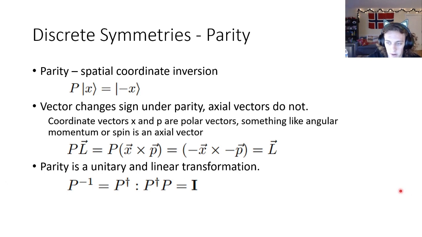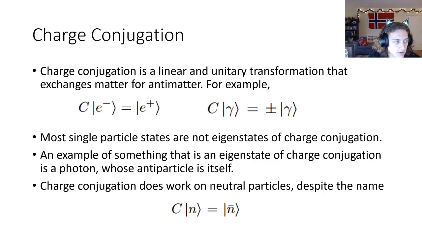Okay, so that's parity. Next up is charge conjugation, which, aside from the name saying charge conjugation, changes matter for antimatter. So charge conjugation on an electron gives us a positron, charge conjugation on a neutron gives us an antineutron, and then something that is its own antiparticle, like a photon, is an eigenstate of charge conjugation. And we generally choose -1 for C on a photon by convention.